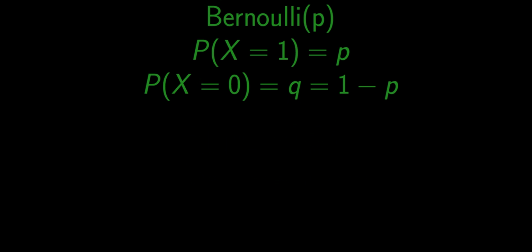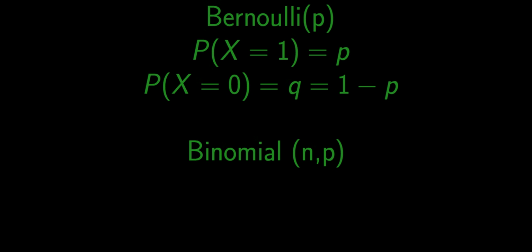A Bernoulli random variable with parameter p takes two values, one with probability p and 0 with probability q equal to 1 minus p. A binomial distribution has got additional parameter n, which is the number of coin tosses in one draw.